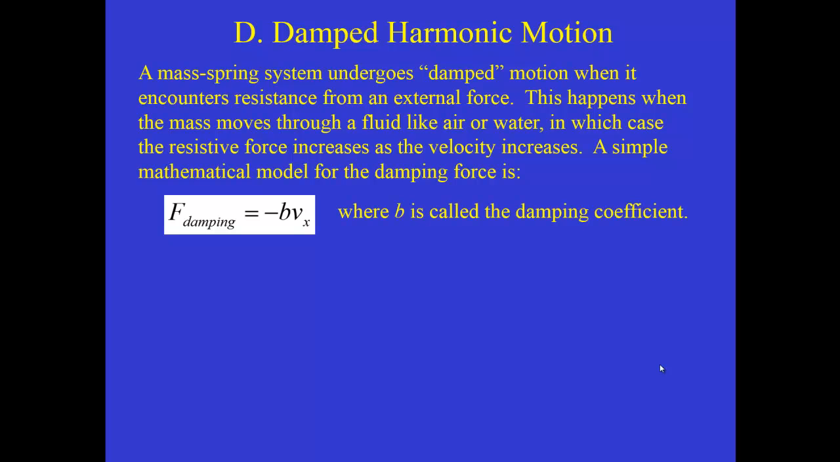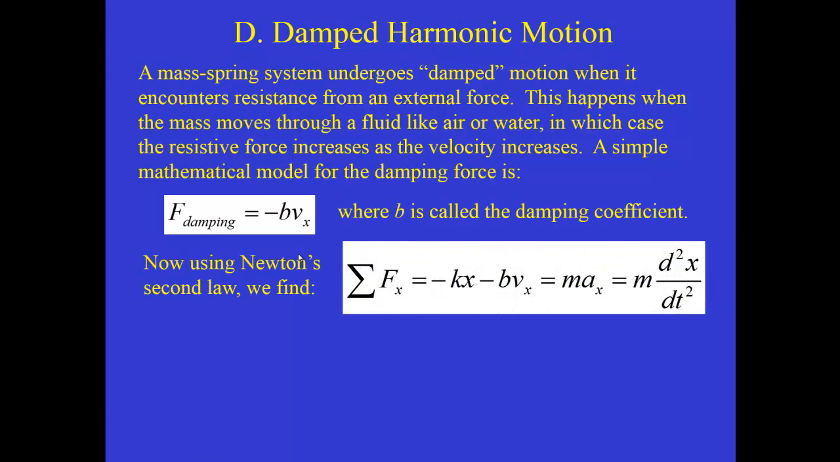And so a simple mathematical model for this is just a linear proportionality between the damping force and the velocity in the direction that the object's moving, and B, the constant of proportionality, is called the damping coefficient. The larger B is, the stronger the damping force. And notice that the minus sign means that the damping force is always opposite to the direction of the motion.